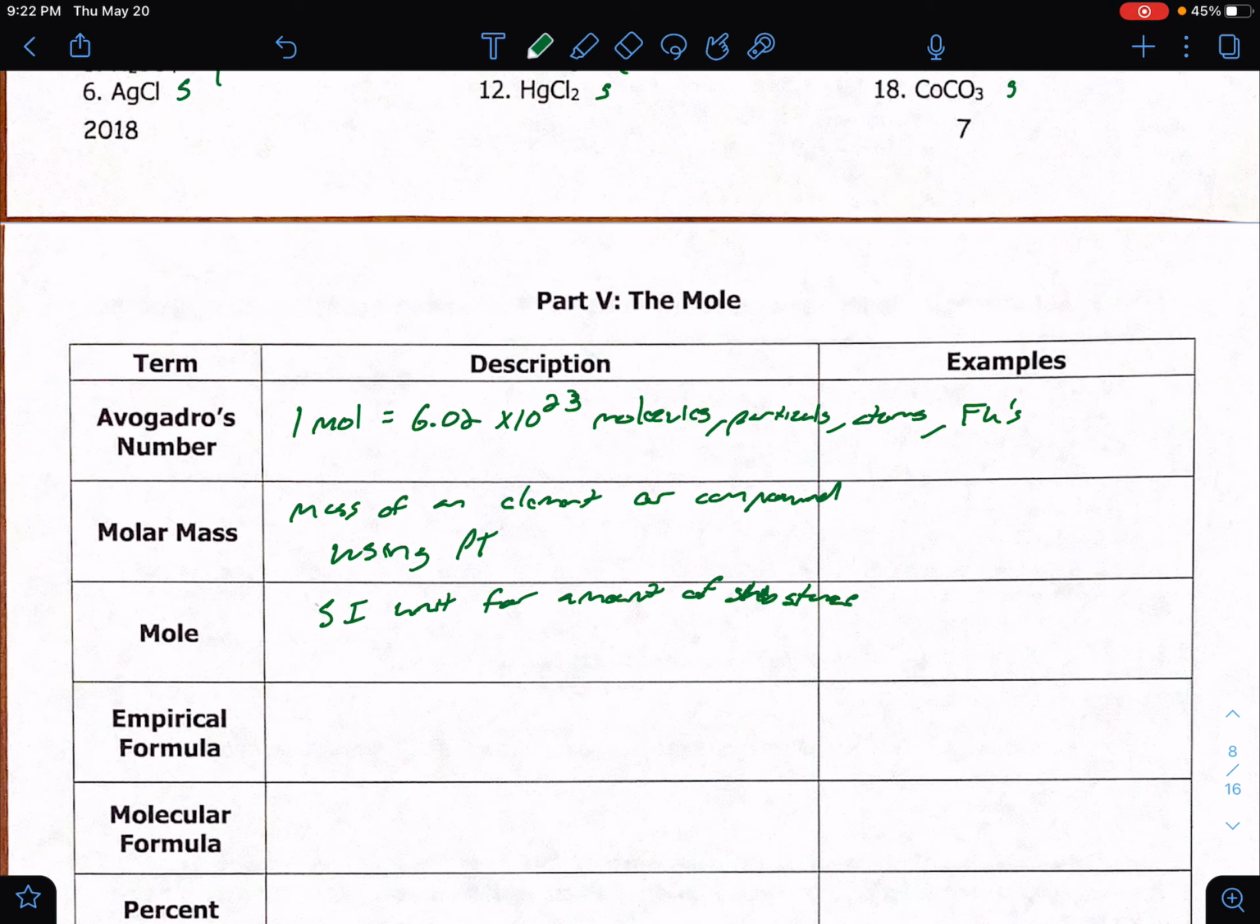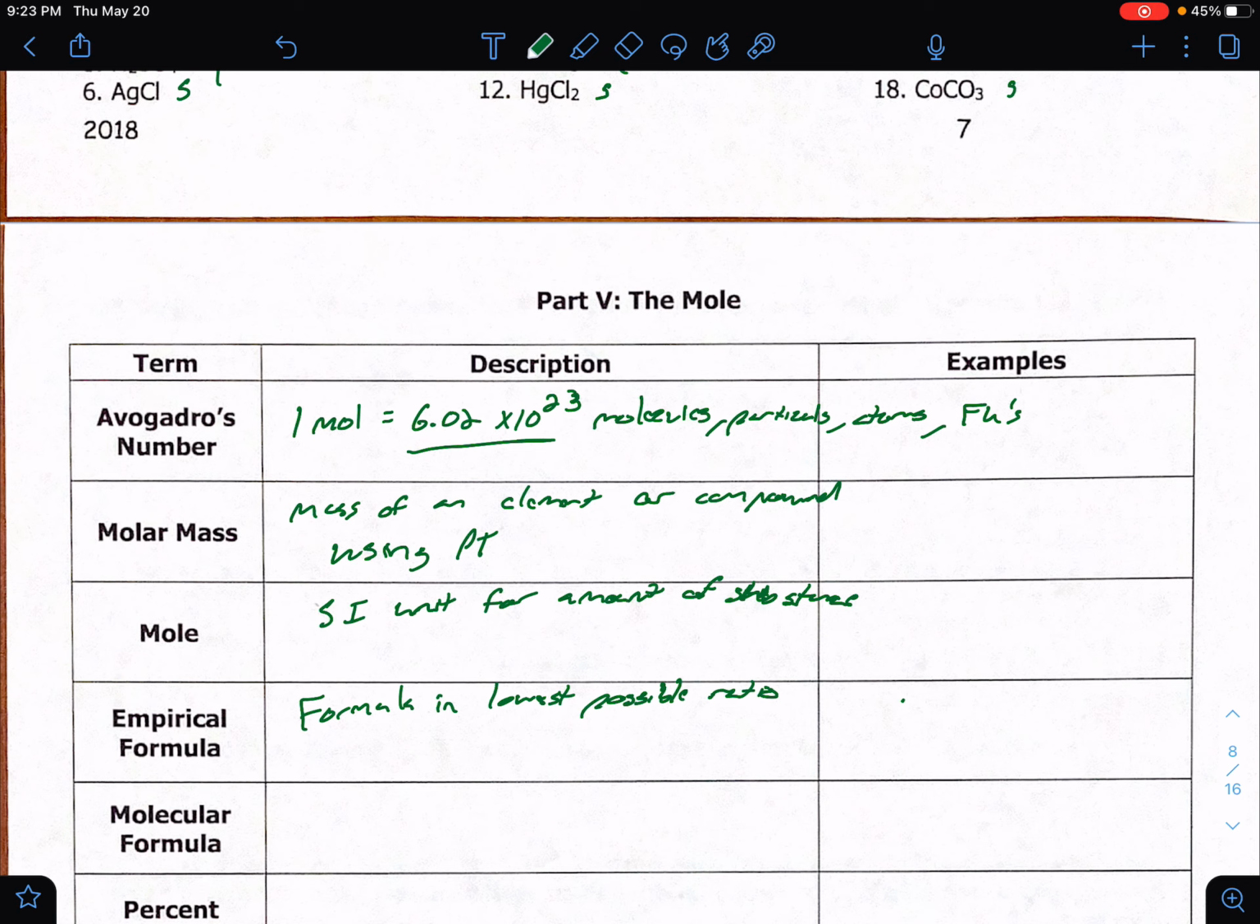So instead of me using this giant number up here all the time, I can just say 1 mole. So it's just basically an easier way for us to simplify things. Okay, empirical formula. This is the formula in lowest possible ratio. Or basically it's just a simplified formula.